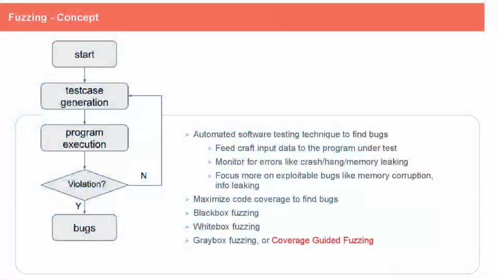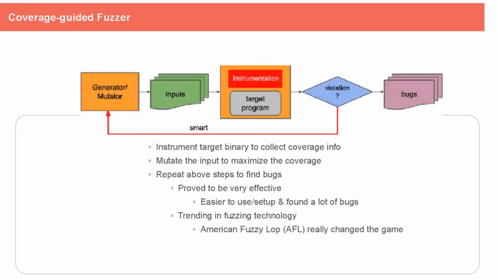So we come to the third type of fuzzer, the gray box fuzzer, which is something in between white and black. The other name for the gray box fuzzer is the coverage guided fuzzer. This kind of fuzzer uses the same concept, but you can see that when the fuzzer runs the program, it instruments it.